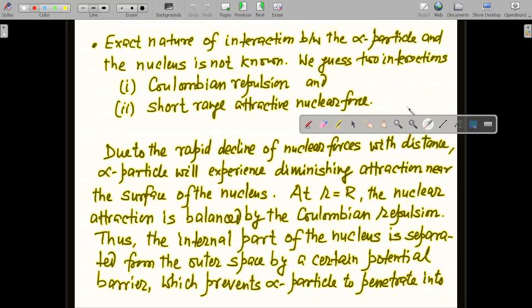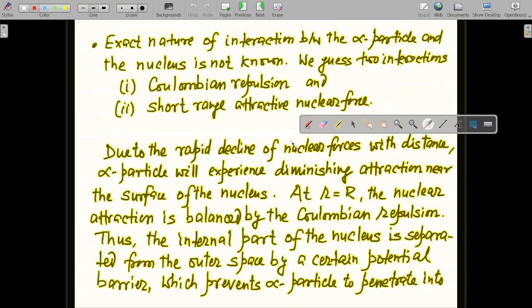Then what happens? Then the nuclear force, the short range attractive nuclear force, will also begin to act along with the Coulombian repulsion, as already told to you. So we get two interactions: Coulombian repulsion and short range attractive nuclear force. You already know that the nuclear force declines at a very high rate with distance. Nuclear force is a very short range force. It declines with increasing distance.